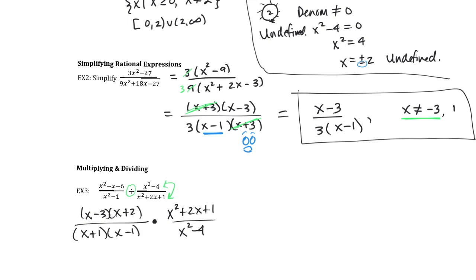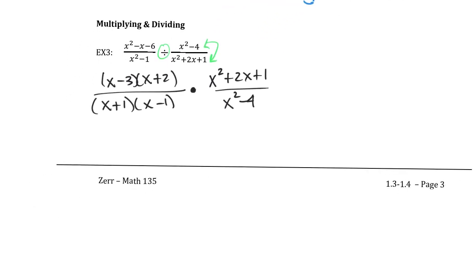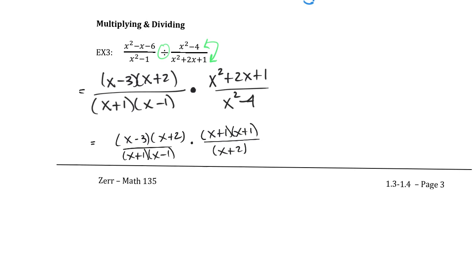Then we'll go ahead and factor that. I'm going to run out of room here, but that's okay. So we have x minus 3, x plus 2, and I'll just copy that down. The second one factors to x plus 1 times x plus 1 all over x plus 2, x minus 2. Then we look for anything that might simplify. We have an x plus 1, and I have an x plus 2.